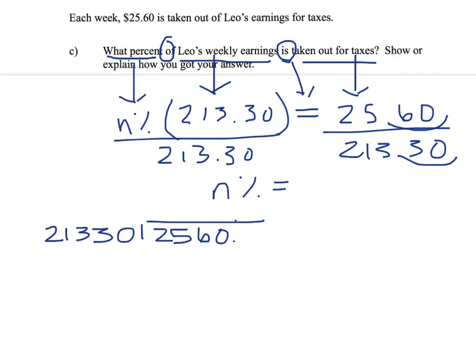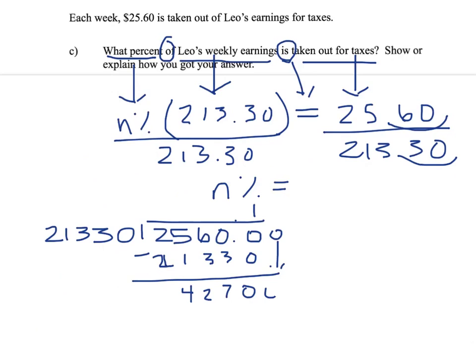Well, 21,000 can't go into 2,500, so I'm going to add a 0 here, and now 21,000 can go into 25,000. And it's going to go in once, and we get 21,330 underneath, and subtract that, I get 4,270. And now 21,000 can't go into 4,200, so I have to bring down my 0. But 21,000 can go into 42,000 twice, so I get 42,660, and then the difference is 40.